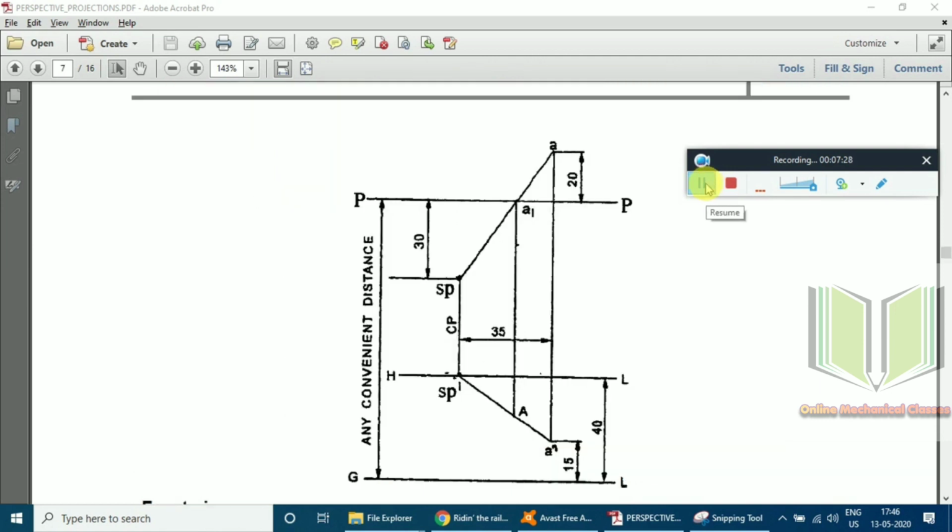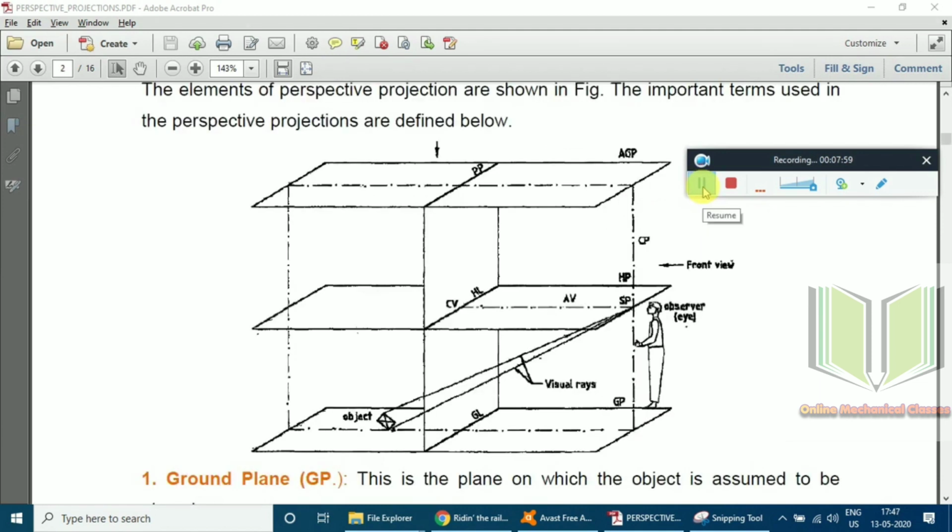For our problem, we first draw the picture plane and the ground line. As I said, the point A dash, the front view, is 15 mm above the ground plane, so I have marked it here. Next, the point is 20 mm behind the picture plane. If you rotate in the clockwise direction, it will come here.